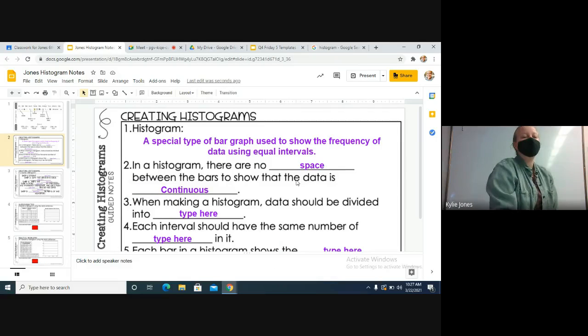Anyway. So the bars are completely next to each other to show that the data is continuous, that it just continues moving no matter what. The data doesn't stop. Okay.